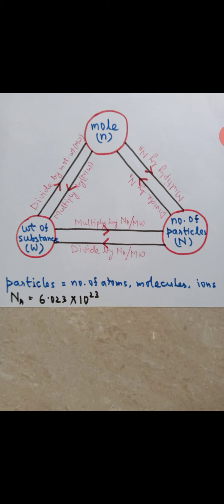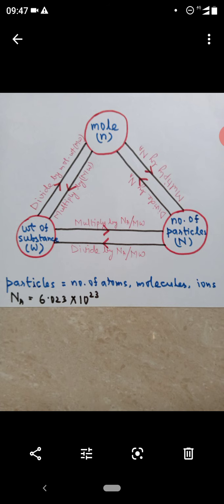Why will you first do it by Mw? Because Mw means molecular weight. So weight by molecular weight will give you number of moles. But I don't want number of moles, I want number of particles. So what should I do? Number of moles into Avogadro's number. So hence multiply by Na by Mw. Same thing, number of particles to weight means divide by Na by Mw. In this way you can convert it. So it's a very important mind map to remember, to get a relationship between these.